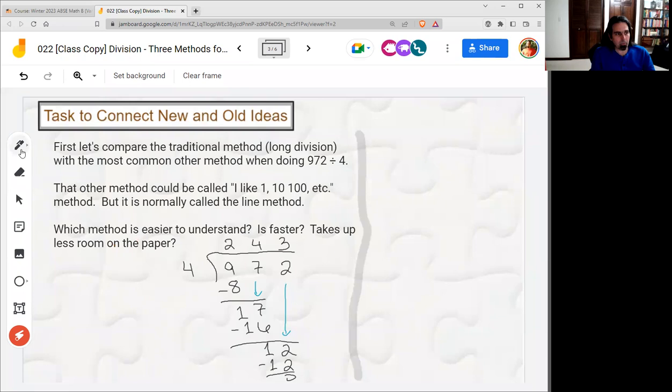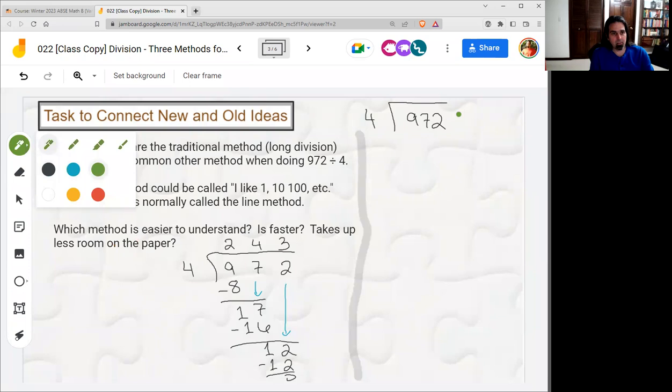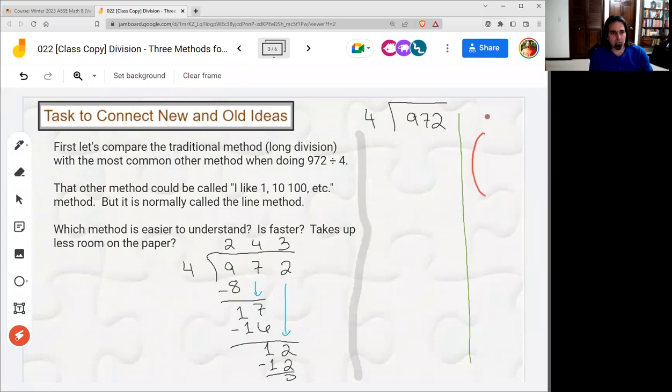So we're going to start by writing the same thing. We're having 4 go into 972. And I draw a line. I'm sort of making a margin over here. And now I think, I can play with hundreds at a time. How many 100s can I fit 4 at a time into 972? I could fit 100 fours, that would be 400. I could even fit 200 fours, that would be 800.